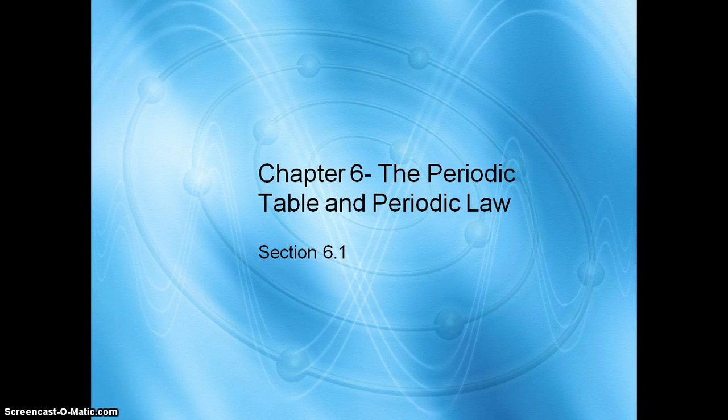All right, everybody, Chapter 6, Periodic Table and Periodic Law. Chapter 5, we talked about electron configuration, where the electrons are mapped at, and we used our periodic table. But now we're actually going to talk about how we developed the periodic table and more uses of it.